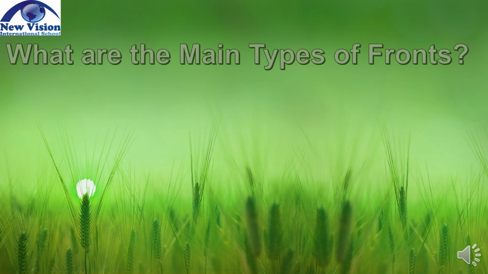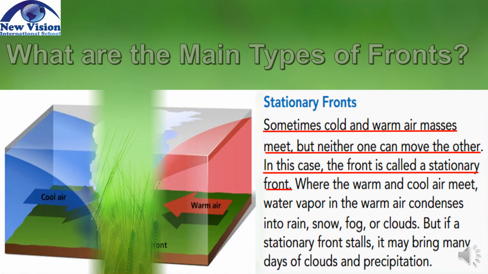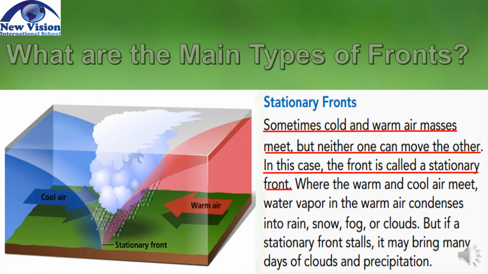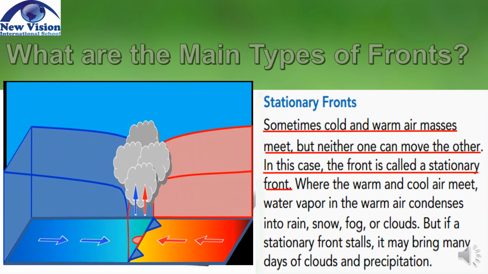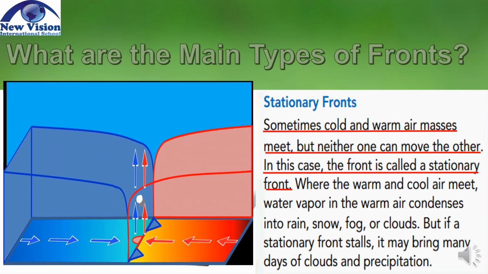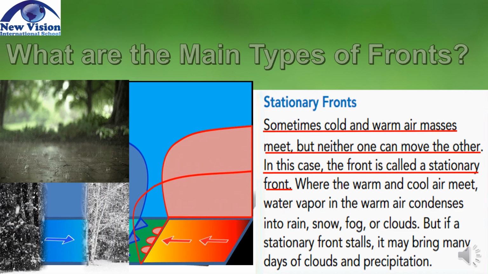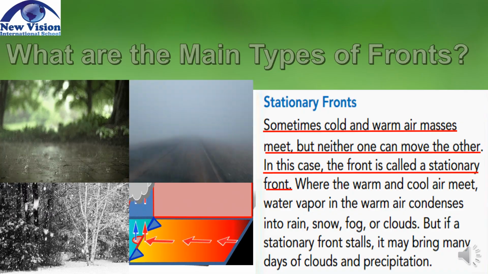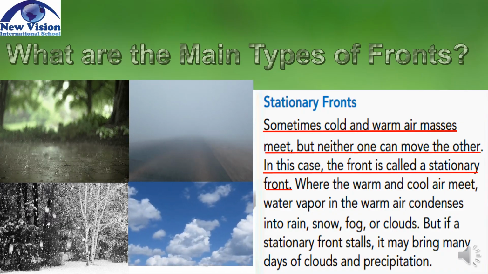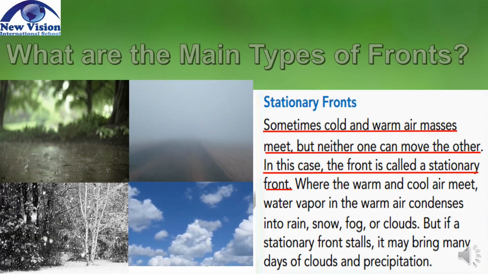The next type of front is what we call a stationary front. Sometimes cold and warm air masses meet, but neither one can move the other. In this case, the front is called a stationary front. Where the warm and cool air meet, water vapor in the warm air condenses into rain, snow, fog, or clouds. But if a stationary front stalls, it may bring many days of clouds and precipitation.